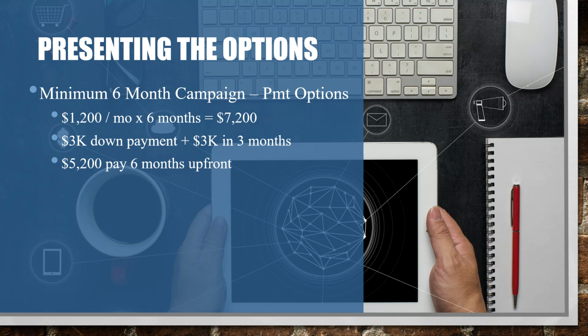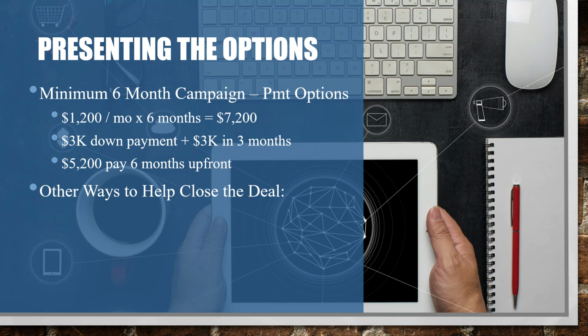Or we would give them the opportunity to pay $5,200 and pay all 6 months right up front. If they wanted to do that, they're saving quite a bit of money. They're going to save $2,000, but they're going to pay all $5,200 right up front. And keep in mind, our cost on this thing is just under $3,150. So at $5,200, we're still in good shape, right?